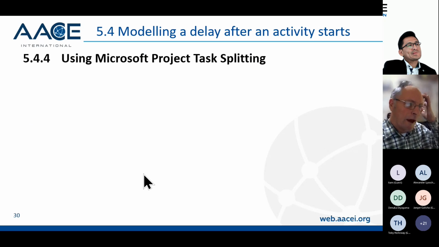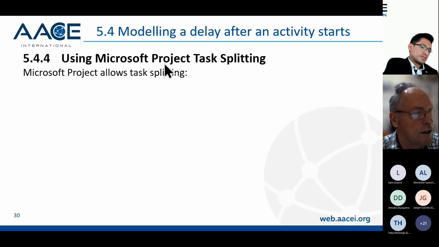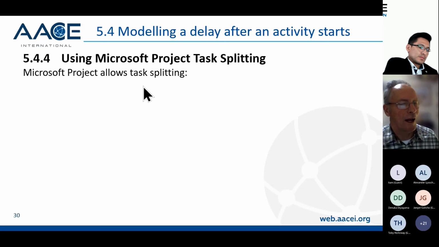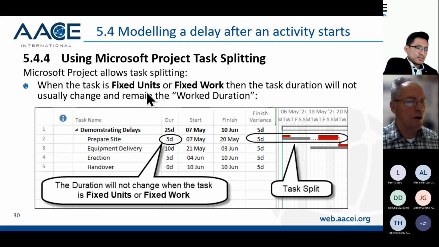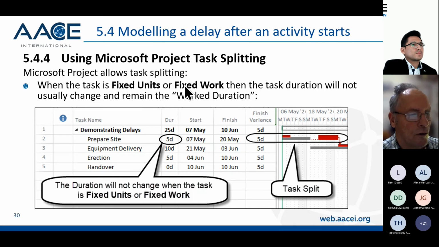Finally, the other way to model a delay after an activity is started, in the middle of the execution, is to use task splitting. So Microsoft Project allows a split task, and you've got an issue. If the task is fixed units or fixed work, then the duration of the activity remains the worked duration and not the elapsed duration. I've got an activity that's 5 days long in this picture, and I've put a 5-day split.